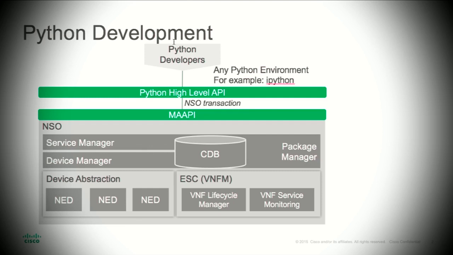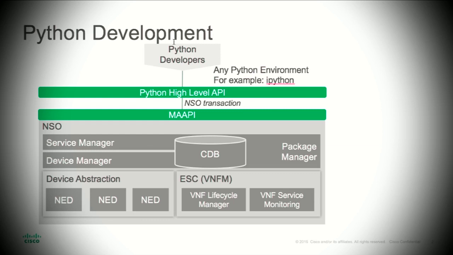NSO supports a number of northbound APIs that are automatically rendered from the Yang models loaded into NSO. Here we're going to focus on the Python northbound API. The Python northbound API is built on top of the MAAPI API. MAAPI stands for Management Agent API and is at its core written in C. An NSO transaction is a database transaction that is opened at the start. The northbound system then makes changes to the database and commits these atomically.